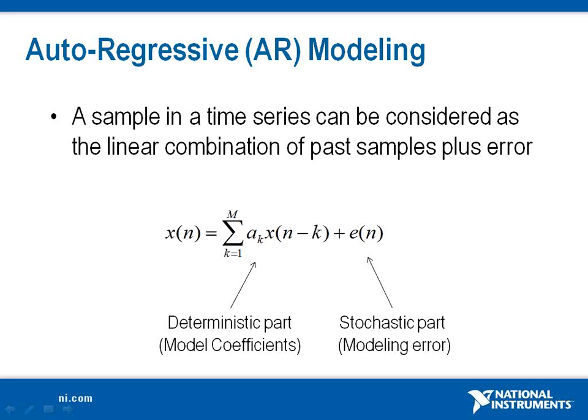An AR model represents any sample in a time series as a linear combination of the past samples in the same time series. The white noise in the time series cannot be picked up by the linear combination. The modeling error corresponds to the noise that cannot be picked up by linear combination.